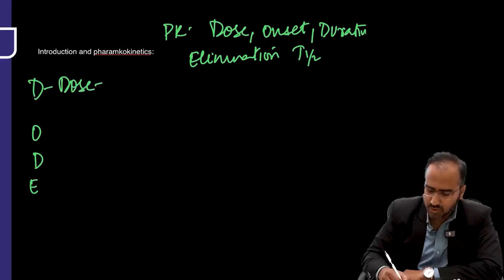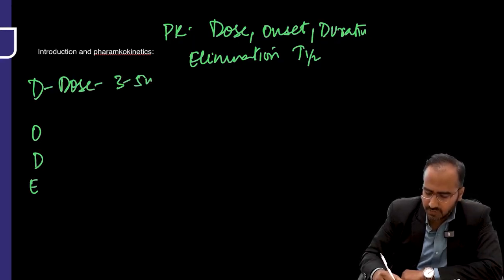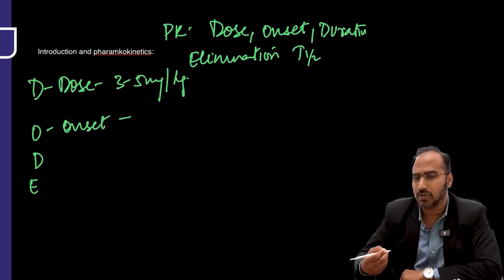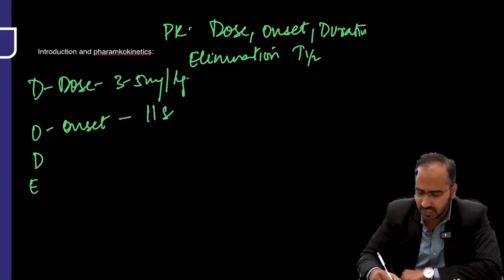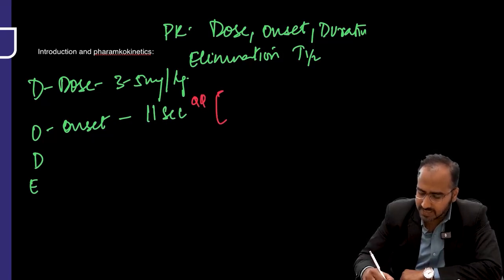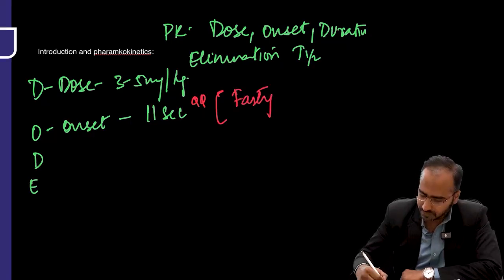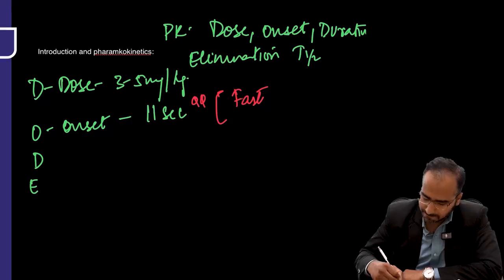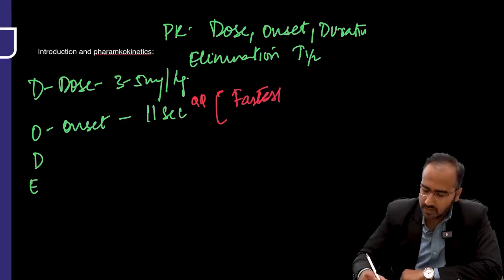D is the dose. Dose is 3 to 5 mg per kg body weight. O is onset. After giving sodium thiopentone, the patient becomes unconscious within 11 seconds. Hence, it is regarded as the fastest acting IV induction agent.